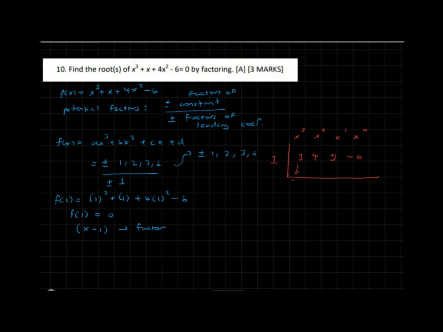So I'm going to bring down my first coefficient and multiply it. So 1 times 1 is 1. You add these coefficients afterwards. You get 4 plus 1 is 5. Then you multiply it. 1 times 5 is 5. Right? This is a 1, by the way. 1 plus 5 is 6. Then 1 times 6 is positive 6. And then you add them and you get 0.